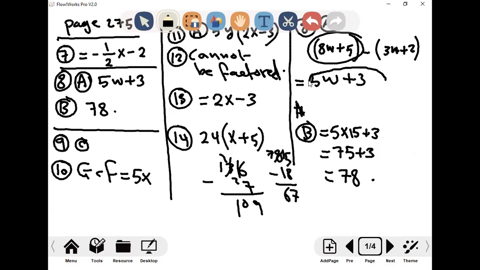Okay. Mister, in question 9, why did you choose 8m? Factor 16m and 40m. What's the GCF? It's 8, but why did you choose 8m? Because both of them have M. What's the first expression? 16m. What's the second expression? 40m. So we have 8 in both and M in both. Okay.